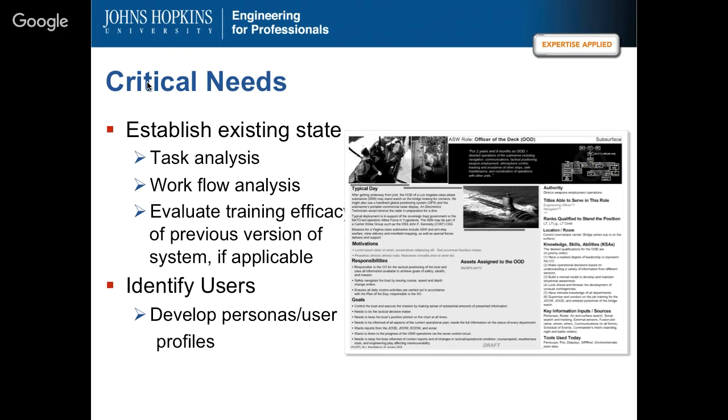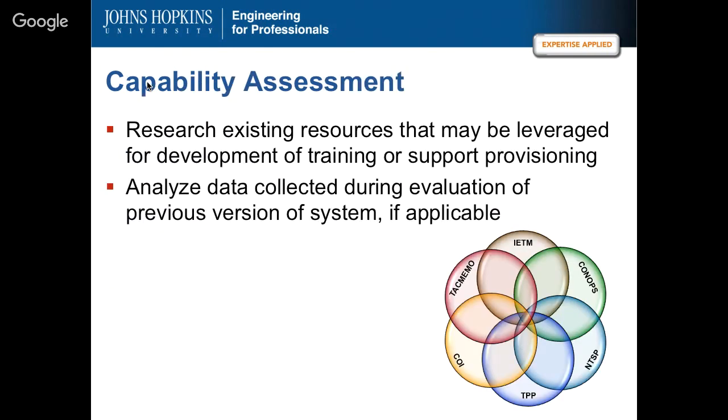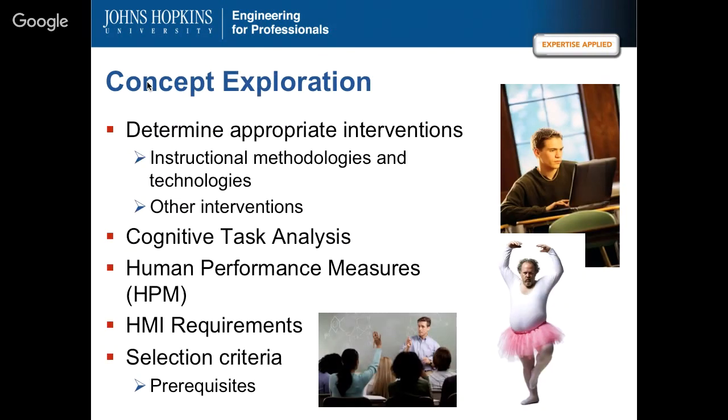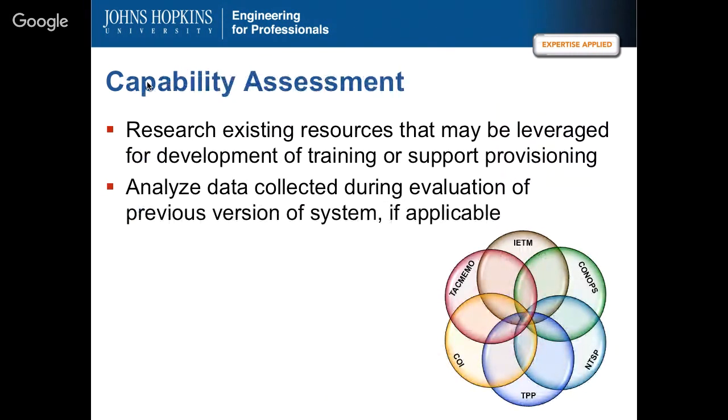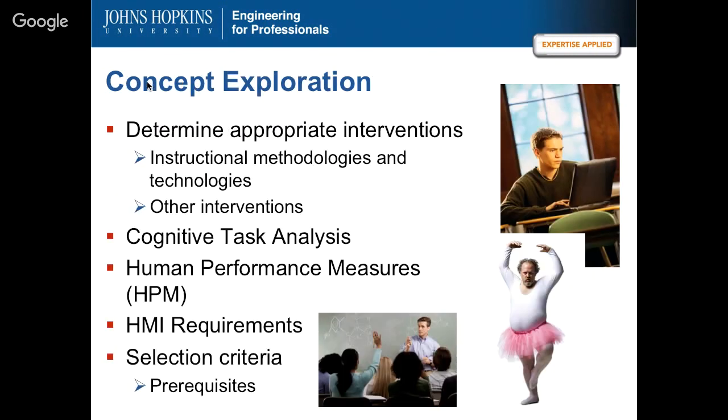So critical needs, like I said, are establishing the existing state and identifying the users of the system. Whoa, didn't expect to go that fast. Capability assessment is where I was talking about what's already existing. Courses of instruction, IETMs, things like that may have already been developed. Concept exploration: what's the appropriate intervention? Do a cognitive task analysis.